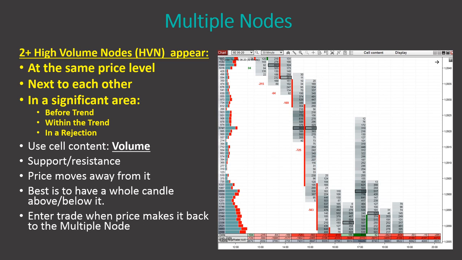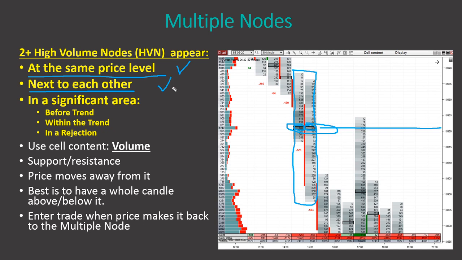Now there are actually 3 conditions which all need to apply. So you need to see 2 or more of those high volume nodes appear at the same price level. In this case, you can see that those 2 nodes are at the same price level. It is at 1.0921. They are at the same price level. So this is the first condition. The second condition is they are next to each other. Those 2 footprints are next to each other and those 2 nodes are next to each other. So that's the second condition.